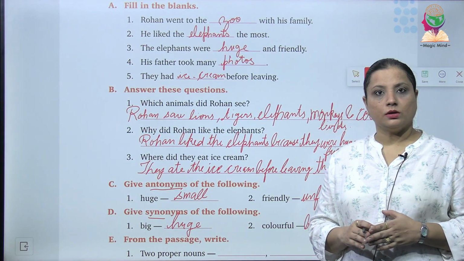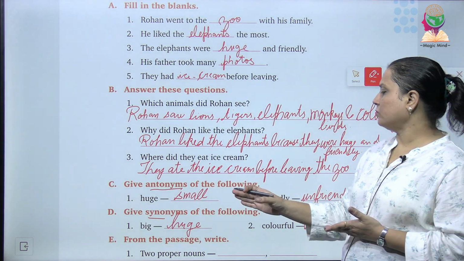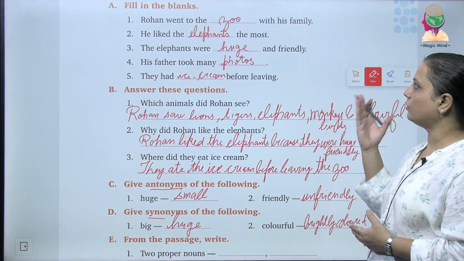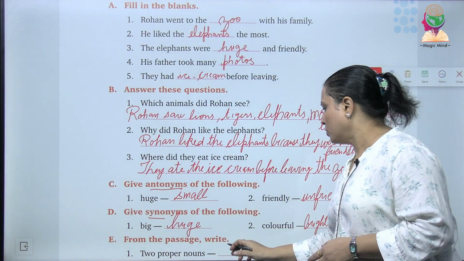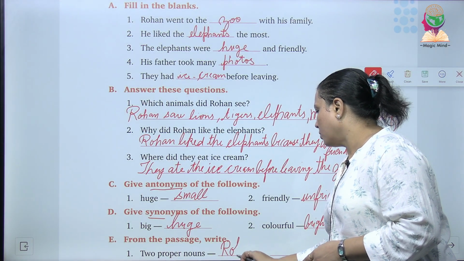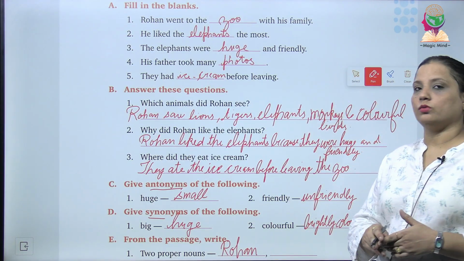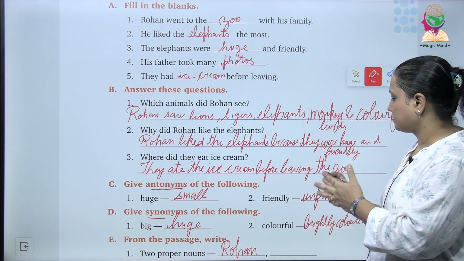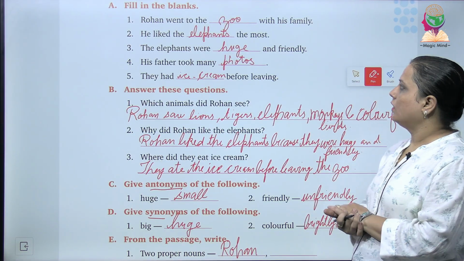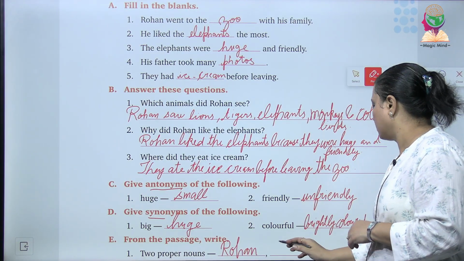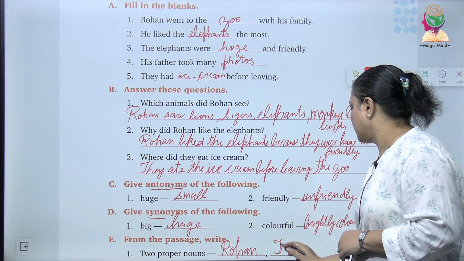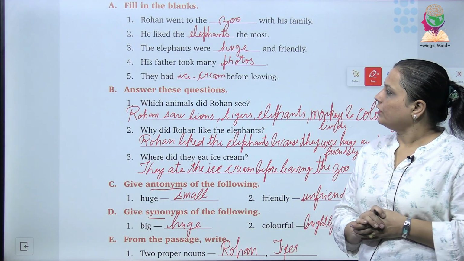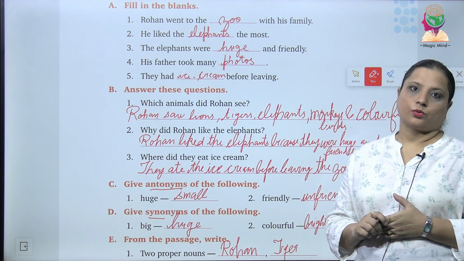So with this we have completed question number D. Now let's do question number E. The question number E says, from the passage write any two proper nouns. You have to name any two proper nouns. So I am mentioning the first word, that is Rohan. Rohan is a name of a person, or you can say a boy, and it is a proper noun. Then what other thing I can write over here as a proper noun? We are writing the name of an animal, and that is tiger, or you can mention here lion. Fine, it's a name of an animal.